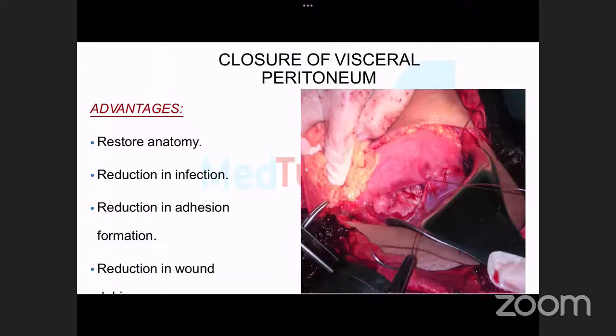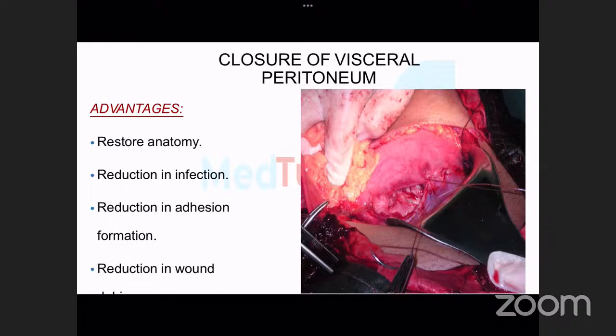Now, how do you close the visceral peritoneum? Others close the peritoneum, others don't. Some people will close the visceral peritoneum while they are doing the second layer of uterine closure. They close the first layer of the muscle. When they are closing the second layer, they pick the visceral peritoneum and attach it together.